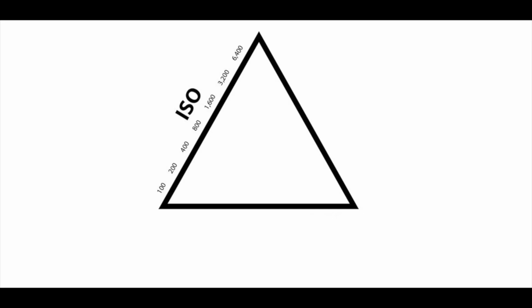So the ISO pretty much tells your camera how sensitive it is to light. And unlike the others, the lower the number, the less light will come in. The higher the number, the more light will come in.